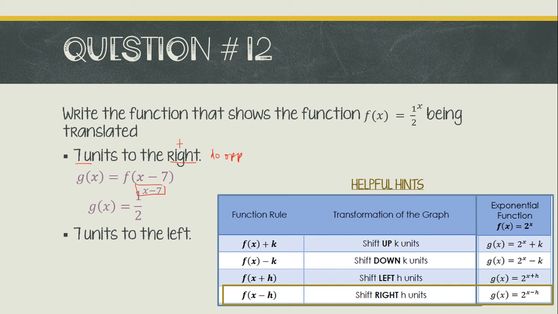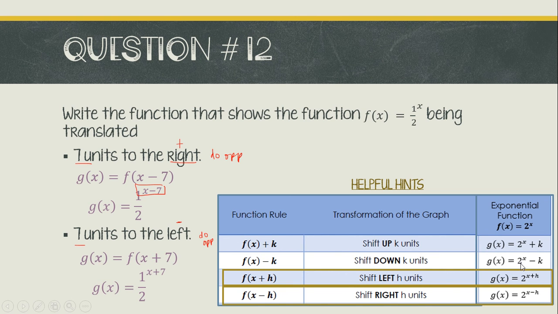Now, the second part, 7 units to the left. Okay, so we're moving 7 units, but this time we're moving in the negative direction, which really means we're doing the opposite. So when we write it, notice how my rule says we're going to add the h. So in the exponent, it's going to look like this, x plus 7. So g of x will equal 1/2 to the x plus 7.